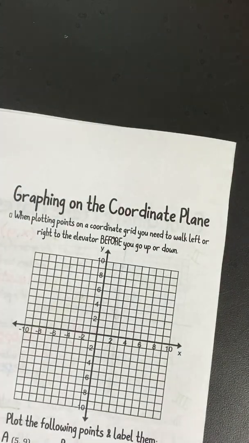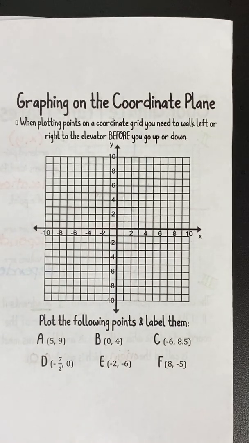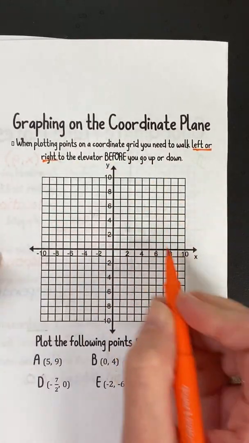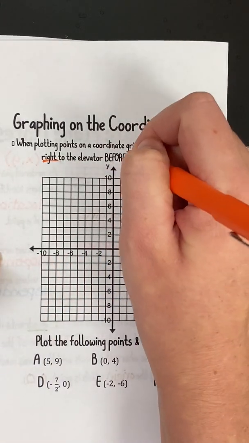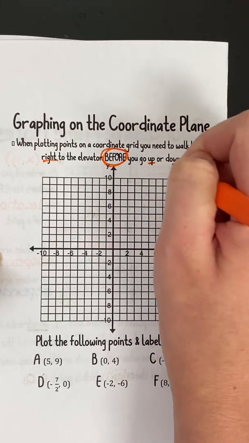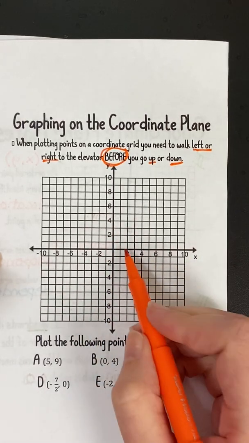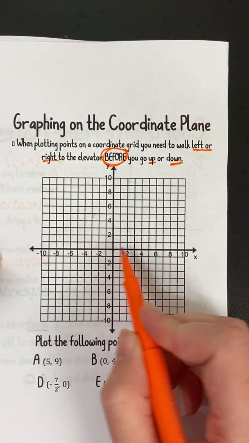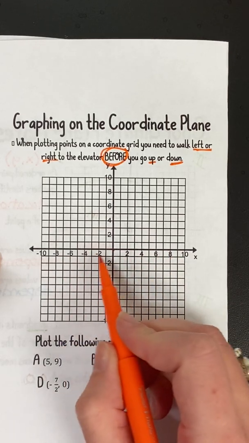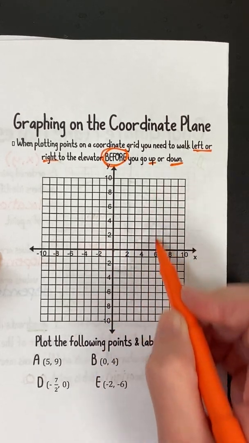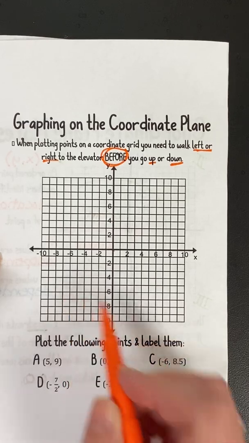Now we're going to actually practice graphing some of our points. So let's just do a quick reminder. Again, you learned this in 5th grade, but it says when plotting, we need to walk left or right. So we need to go on the X before we go up or down. So we're going to walk before we go up or down. I like to think about the origin like when you walk in a building, you're going to walk left or right first. And then I think about the Y as an elevator. So you have to walk before you get in the elevator.